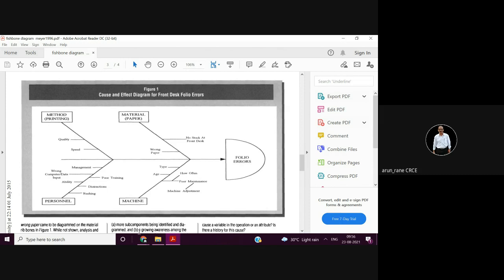Which book is this from? The Ishikawa diagram is from Industrial Engineering by OP Khanna, and it is also given in Mikell Groover. There is also one book, Production Engineering by PC Sharma. But they have volumes; you have to see, I think, volume number 2, which has industrial engineering.